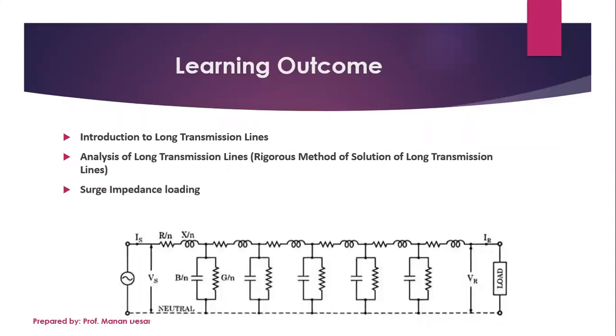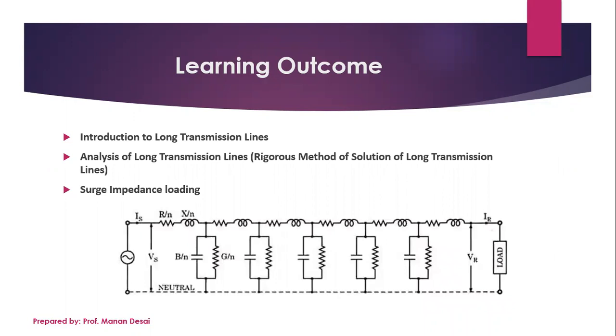Students, here you see in the figure, this is a sending end point and this is a receiving end point, and between them is the equivalent circuit. In this equivalent circuit, resistance, reactance, susceptance and conductance are connected throughout the transmission line. So this is a susceptance B, this is a conductance G.